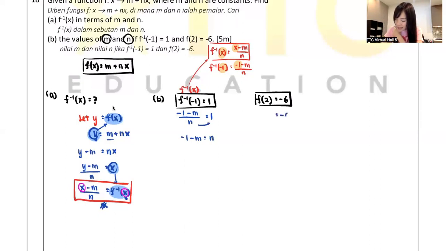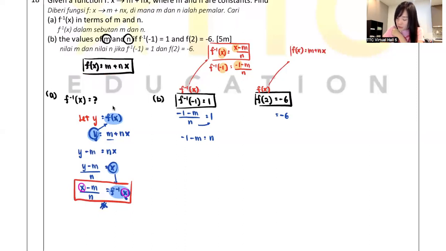So -6. I repeat, this is F2, don't tell me 2F. This is not a times relation. This is a name. So F2, the original name called Fx. So what is the Fx equation? Don't look at the previous one, that one is F inverse. Fx is this top one, the one they give you here. Isn't it M plus Nx?